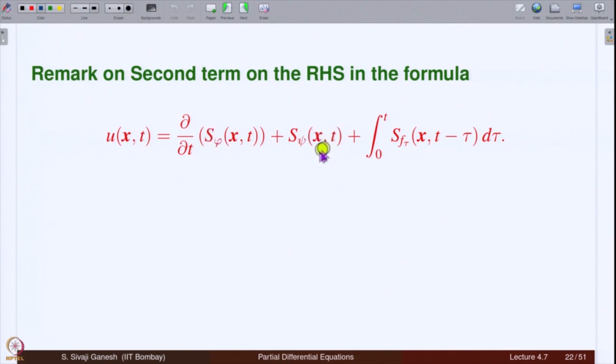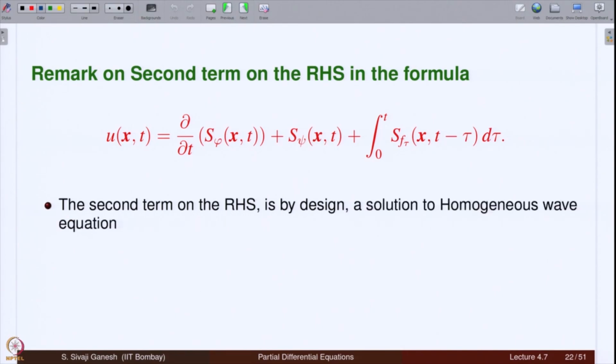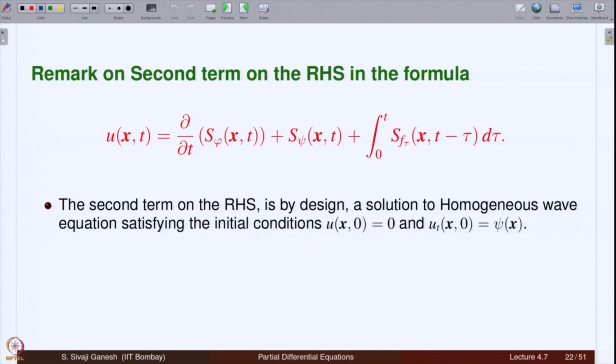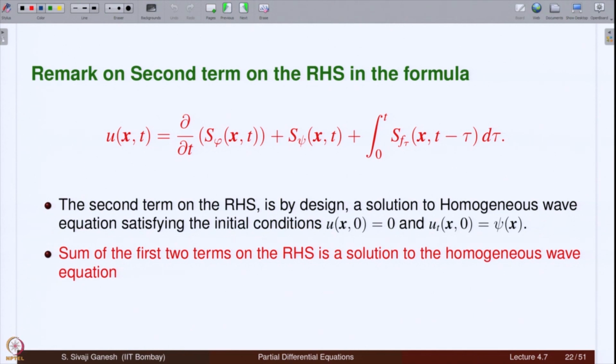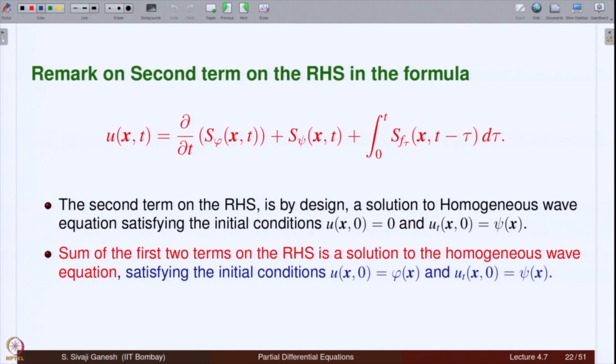Now, let us move to the second one, which is more straightforward because it is just the definition. The second term is by design a solution to the homogeneous wave equation with initial displacement 0 and initial velocity psi. Therefore, the sum of the first two terms solves the homogeneous wave equation, because both are solutions to it, and the initial conditions will be u of x, 0 equal to phi and u_t of x, 0 equal to psi. Done.